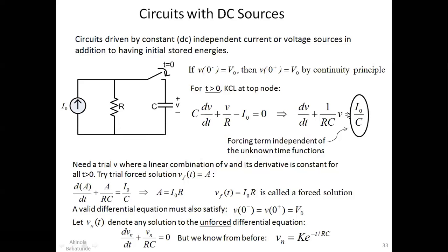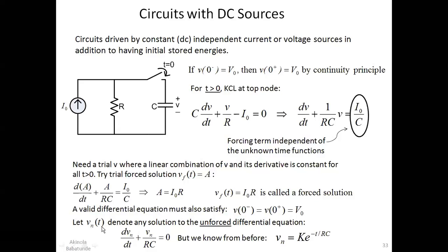This entire equation here will be equal to 0. Okay. So a valid differential equation must satisfy V of 0 minus equal to V of 0 plus equal to V naught. V naught would mean that when our t is equal to 0, we obtain a V naught. So that's what we have here.